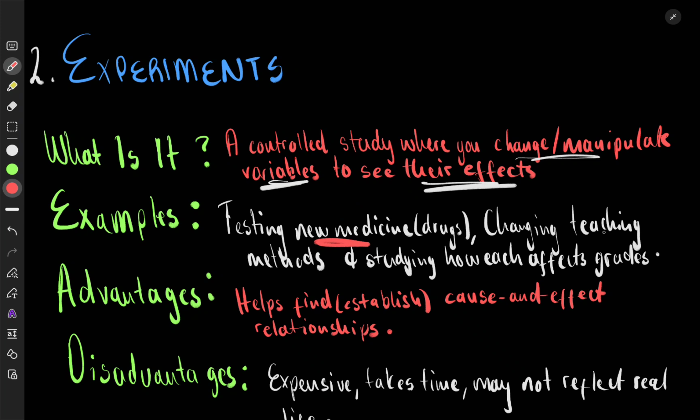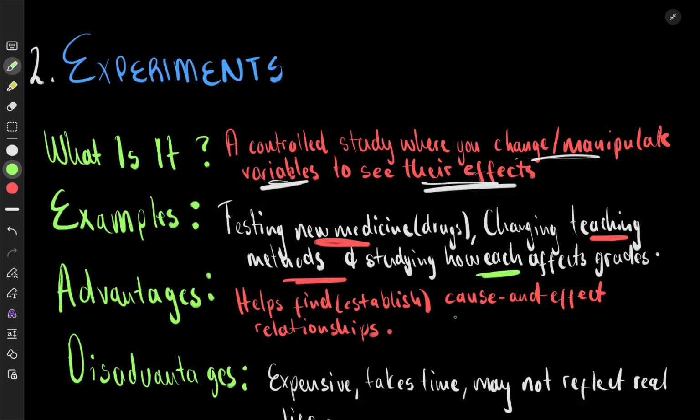And another example is when you change teaching methods and you start studying how each affects grades. So when you change the teaching methods, you are affecting something. You are changing a variable, and then you can start to see the outcome now, how grades will be affected. That type is an experiment. That is the data collection method there. It is an experiment. Now, what are the advantages of this?